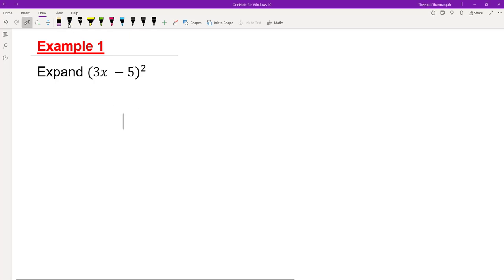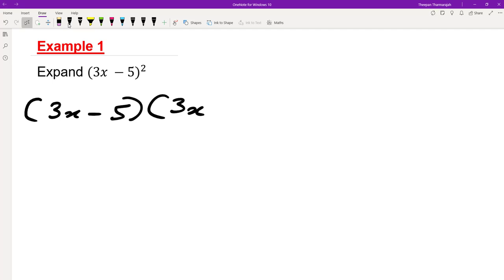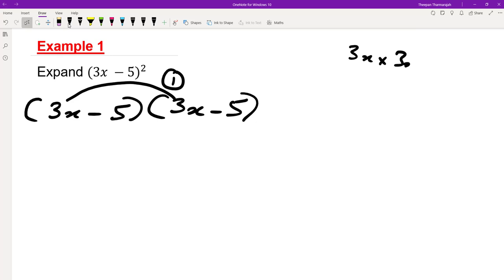Okay, welcome back. So we've got 3x minus 5 times another 3x minus 5. And the first step we're going to do is 3x times 3x. So we do 3x times 3x. 3 times 3 is 9. X times x is x squared. So we get a 9x squared here.